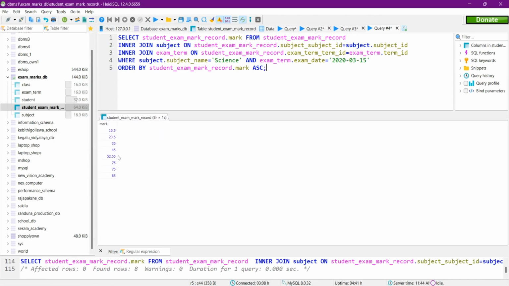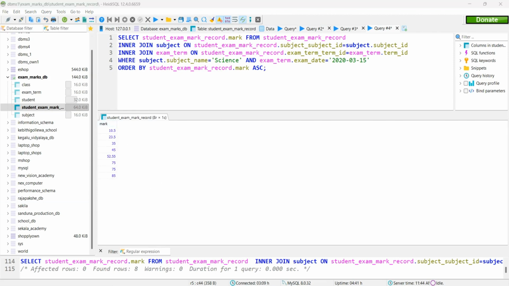So if we see the results, you can see it's all in an ascending order. So the first one is the lowest one, and the last one is the highest one. So that means the answer is in ascending order. So this is the answer for the second question.